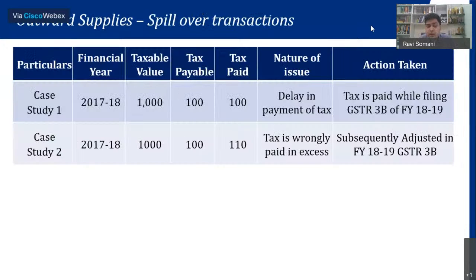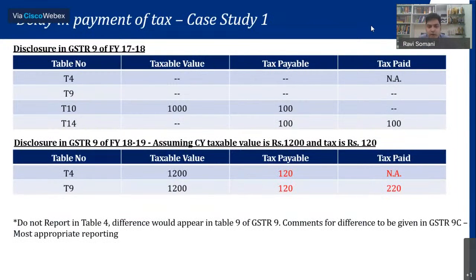Now looking at certain spillover transactions, since we are sitting in 18-19, there is a spillover from both sides. There is a spillover from 17-18, and there is a spillover from 19-20 as well. Now let us look at certain important aspects. Delay in payment of tax. This was one of the common issues where somebody has paid the liability of 17-18 in 18-19 and it is reflecting in the 18-19 3B.